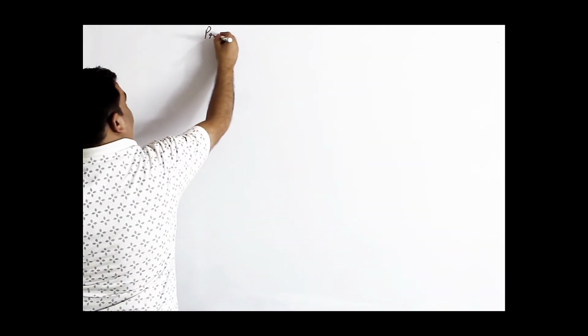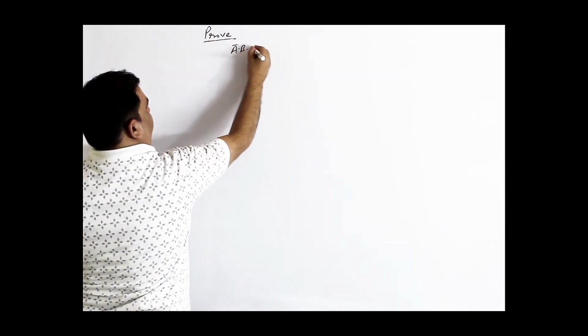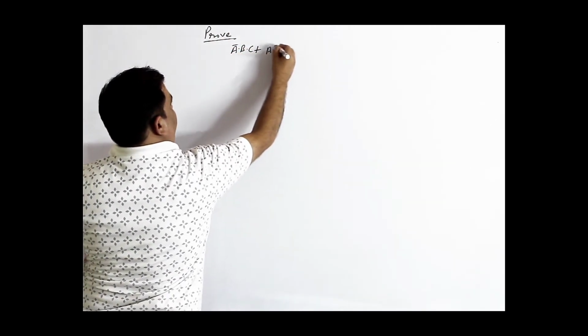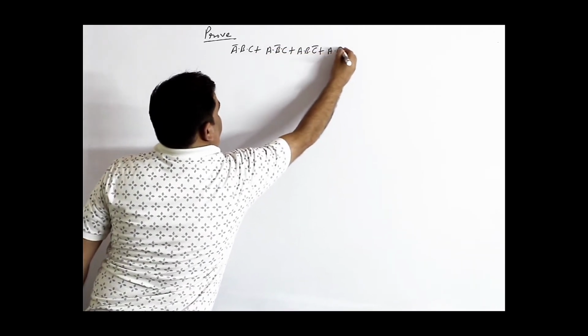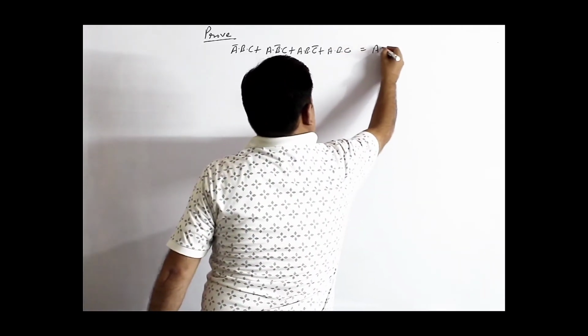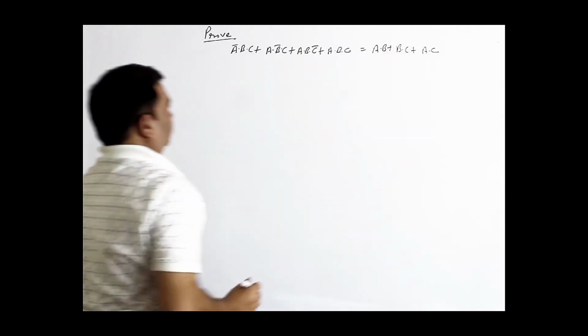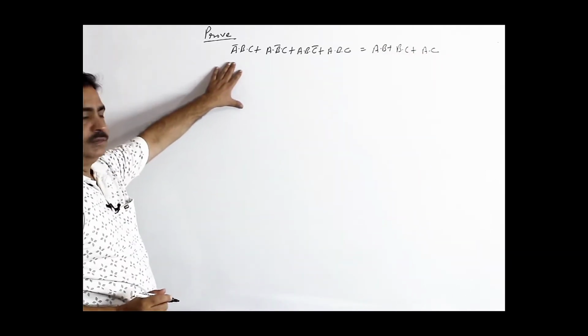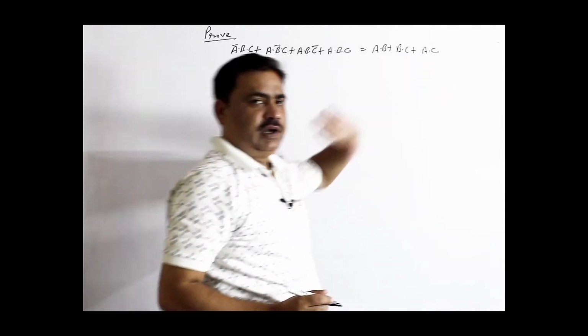Question is, prove: A'·B·C + A·B'·C + A·B·C' + A·B·C. What we have to prove? This should be equivalent to A·B + B·C + A·C. So this is LHS. We have to prove whether it is equivalent to RHS.